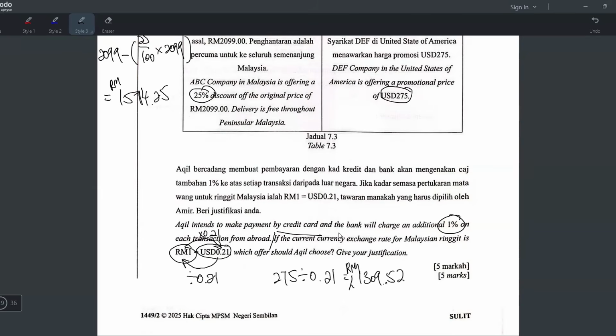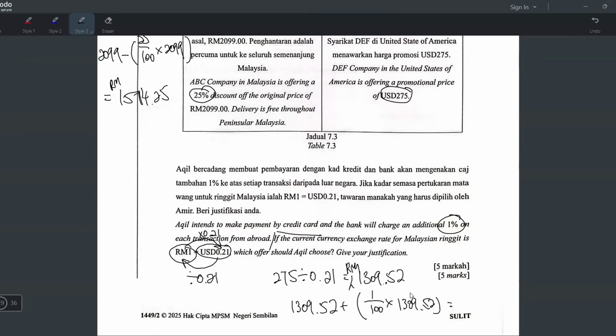But then they say you pay using credit card, they will charge additional 1%. So what do you think I have to do? I have to plus with 1309.52 plus with additional 1%. So 1 over 100 like that lah, times with 1309.52. I think that's what it means lah. Okay, tak apa, we tekan dulu answer plus 1 over 100 times answer.